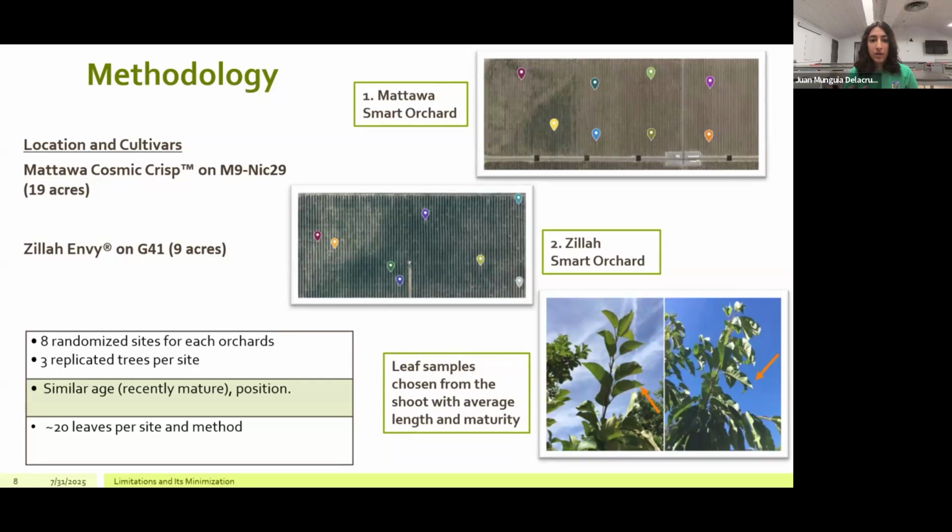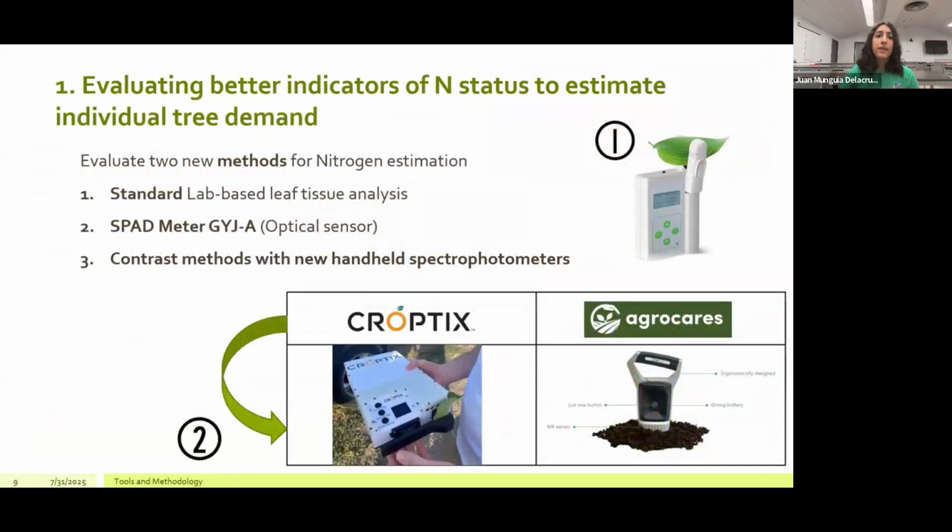So typically young leaves can be very much variable in terms of the nutrients they have. So we looked at, as you can see in the image, leaves that are mainly mature, and we had to collect 20 per the 8 random sites that we chose, as you can see in the images.